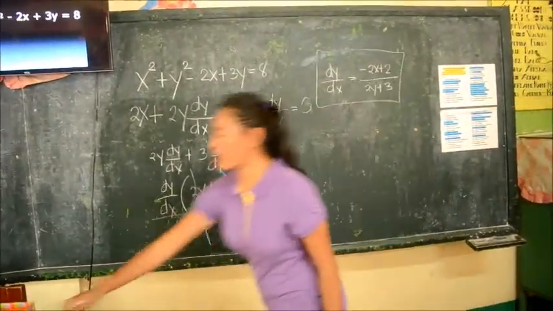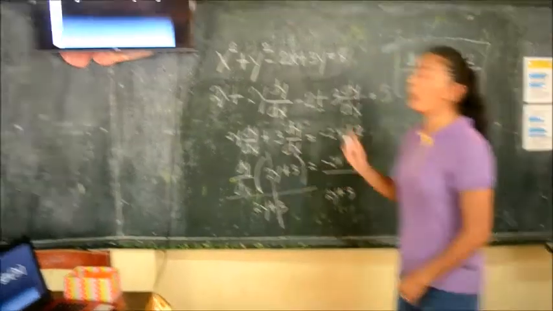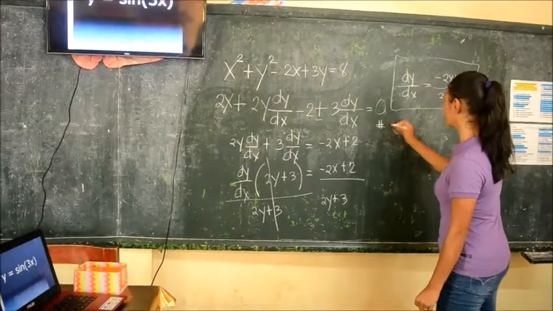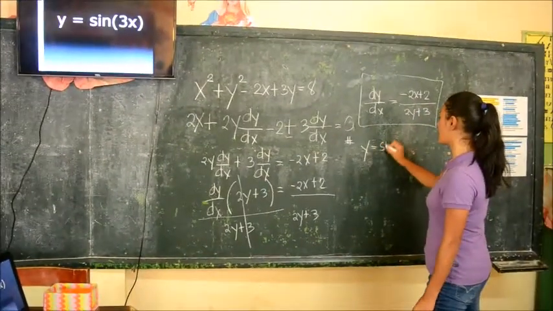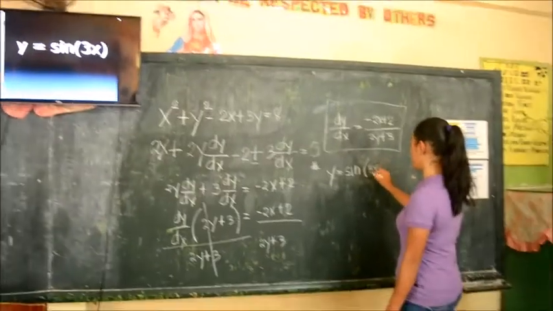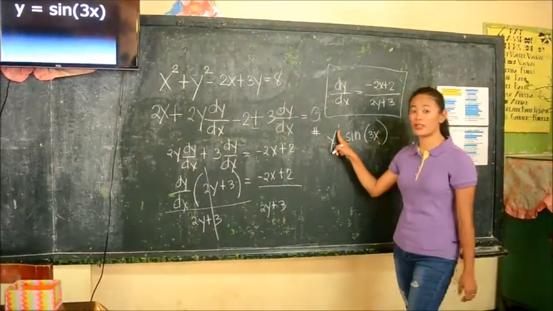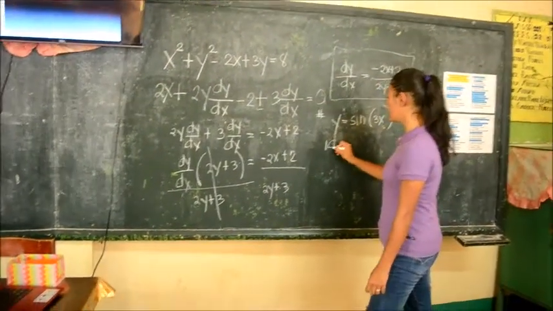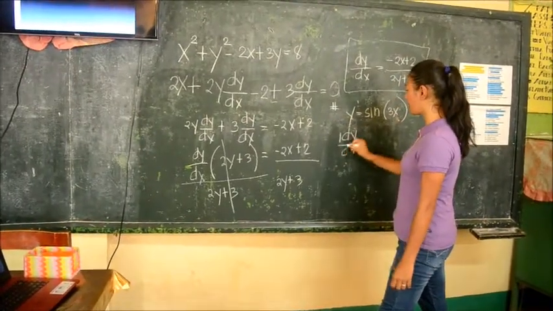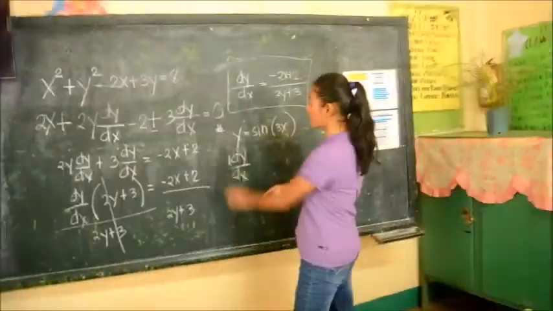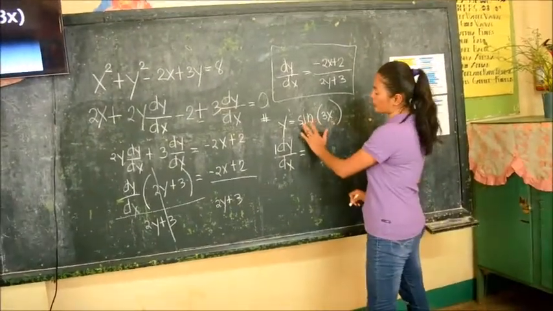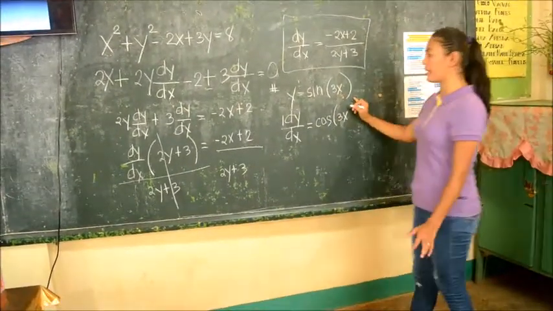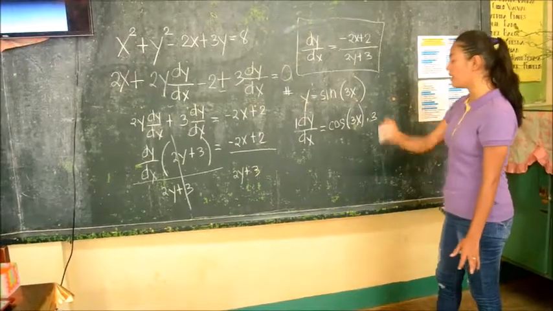Now, let's have another example. y is equal to sine 3x. Okay, automatically there's an imaginary exponent 1. So we can derive it by 1, or 1 dy over dx, because the variable is y. The derivative of sine is cosine 3x. Now, we will multiply it by the derivative of its angle, times 3.